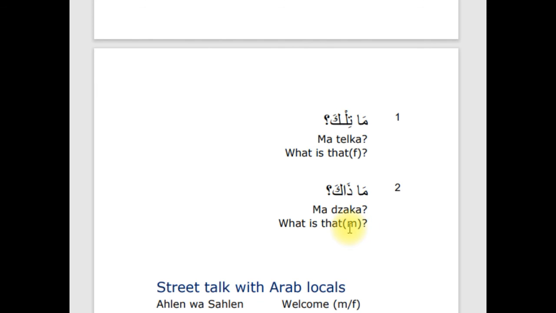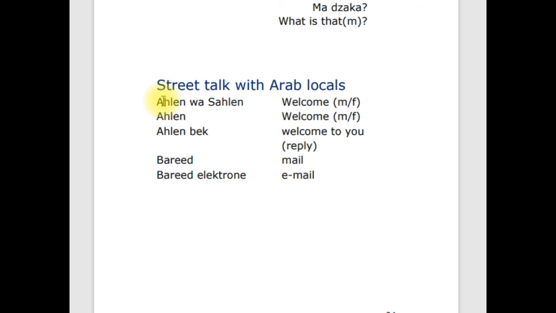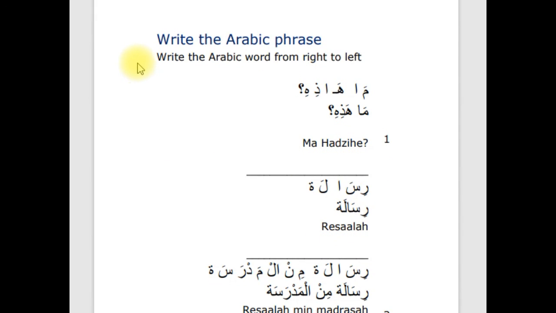Street talk with Arab locals. أهل وسهل means welcome. أهلين. أهلا بك. بريد means mail. بريد إلكتروني means email. Write the Arabic phrase. Write the Arabic word from right to left.